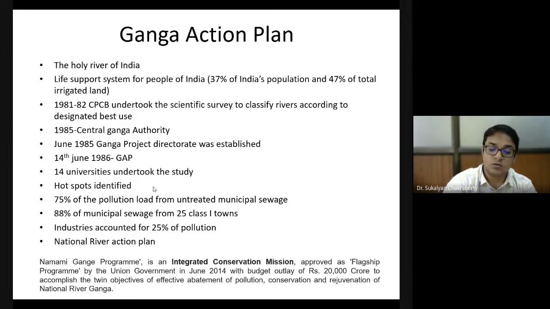Okay. So in our country, this Yamuna Action Plan is also there. So due to these initiatives, we are working for the recovery of the water resources of Ganga.